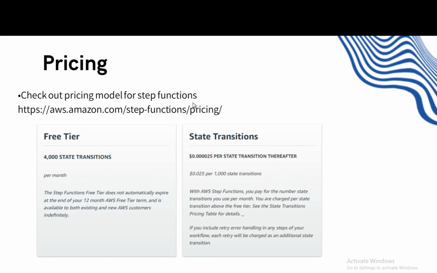So this is the pricing model of AWS Step Functions. We are giving a free tier, which means we can execute 4,000 state transitions. This pricing model is taken from the AWS documentation site, and these are the Step Functions.